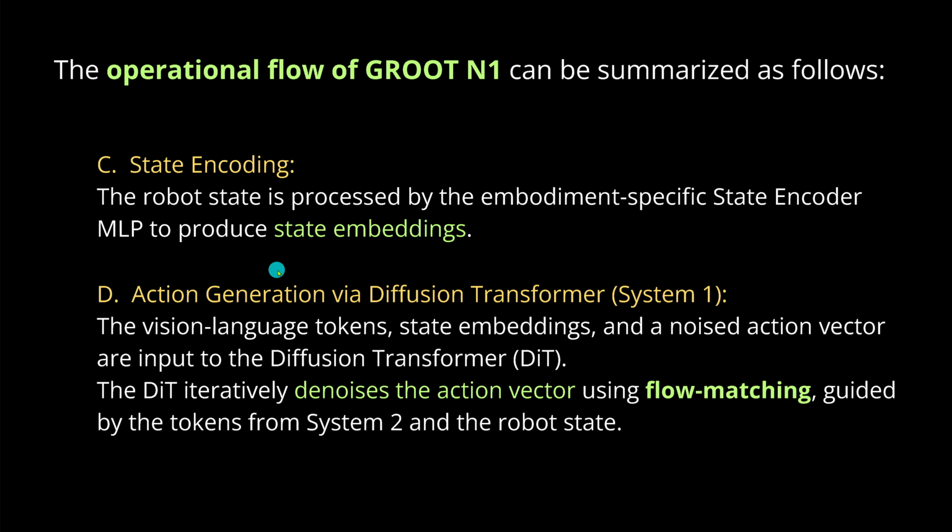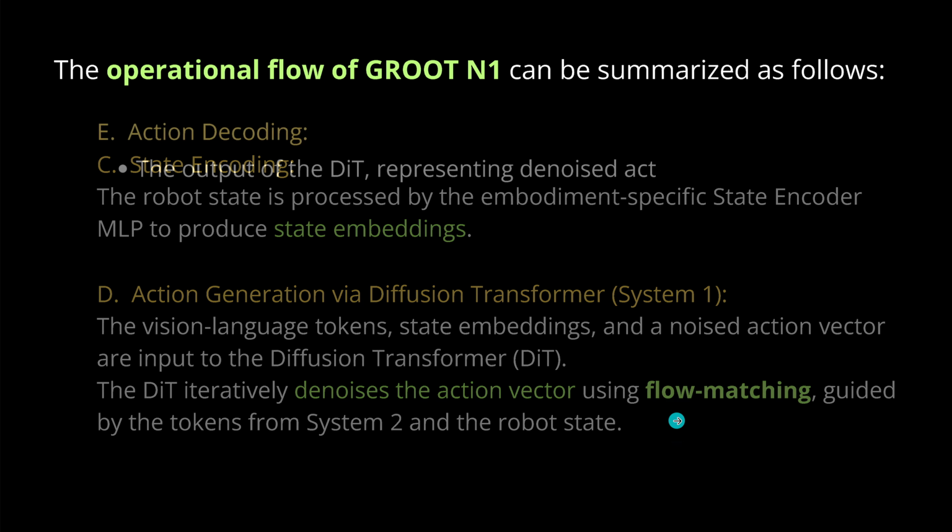So the action generation via the diffusion. The vision language tokens, state embeddings, and the noised action vectors are now the input to our diffusion transformer. And then we have an iterative denoising process that denoises the action vector using our flow matching, guided by the tokens from system 2 and the robotic state.